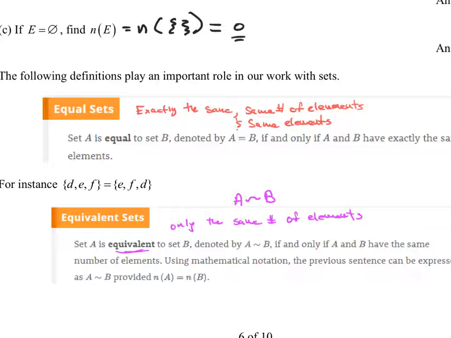And what do we do for equal? We do exactly what we know. We actually put the equal sign in there. So if you see that equal sign, it means they have the same number of elements and they're the exact same elements. If you put that little squiggly line, those things are equivalent.